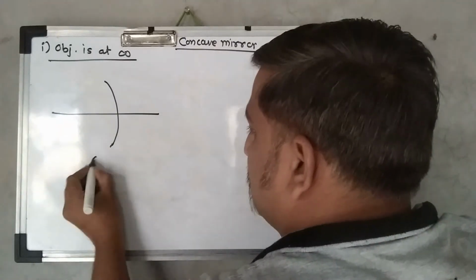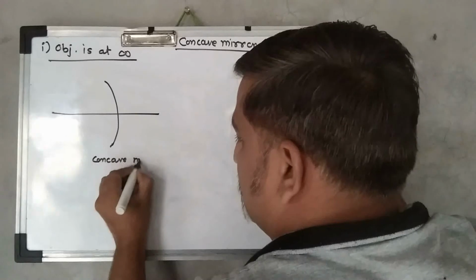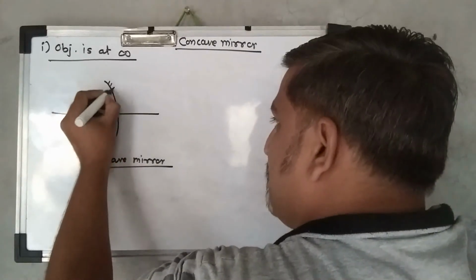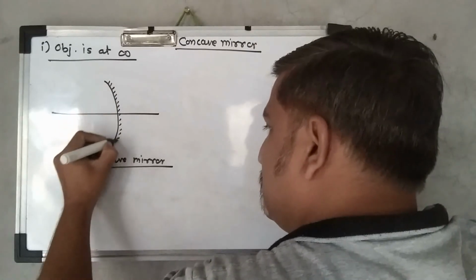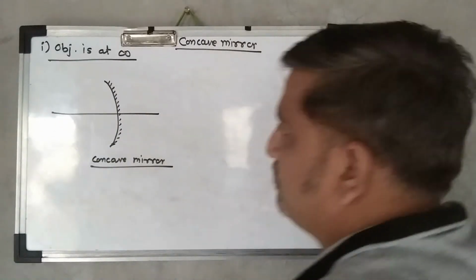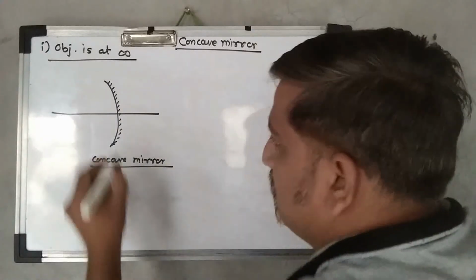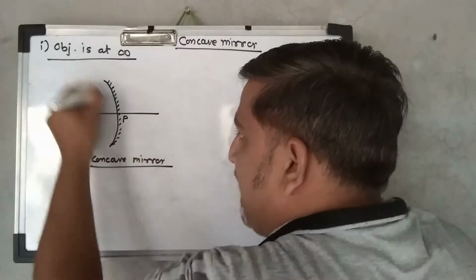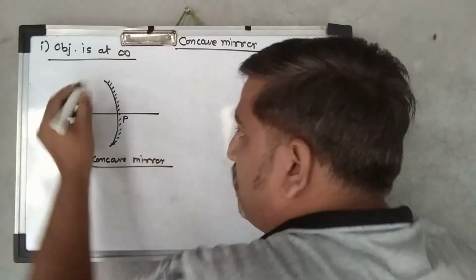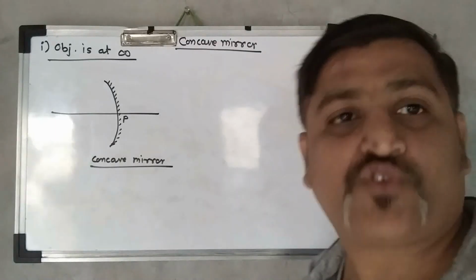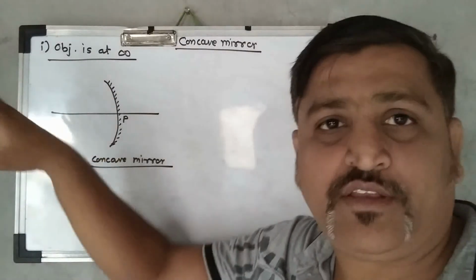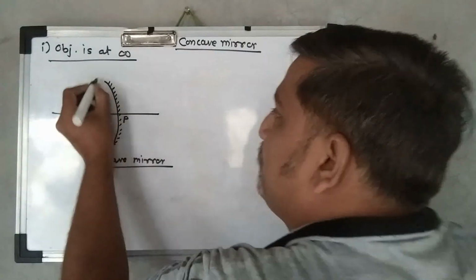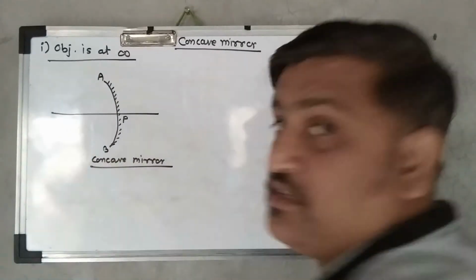Okay, this is a concave mirror, right? In the case of a concave mirror, we know that the non-reflecting side is bulging and the reflecting side is the inner side. Here, the part where the rays strike the mirror and get reflected is known as the aperture. So AB is the aperture. What is AB? AB is the aperture.